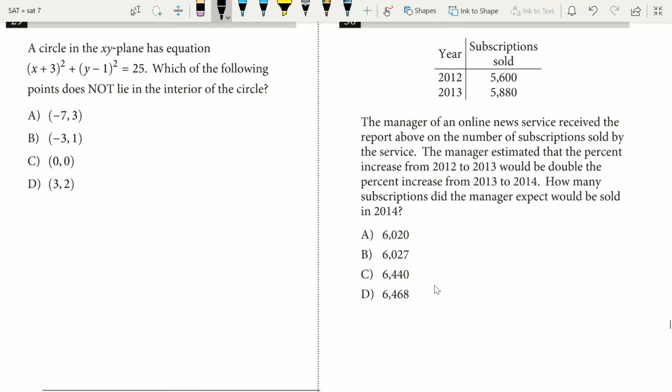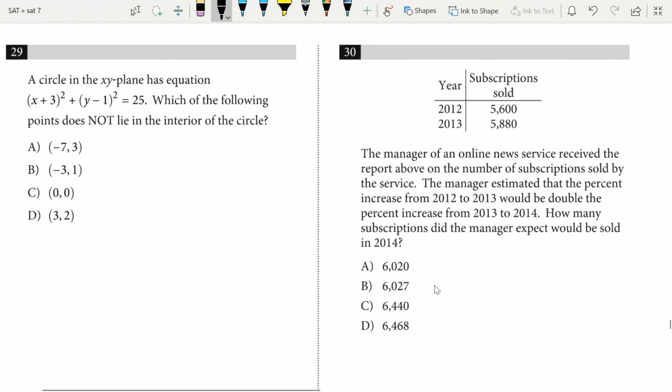Alright, 29, a circle in the xy plane has equation (x + 3) squared plus (y - 1) squared equals 25. Which of the following points doesn't lie in the circle? You can plug all these in, that's going to take you a bit longer, so what I'm going to do is I'm going to find my center.